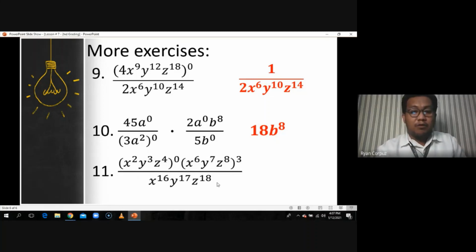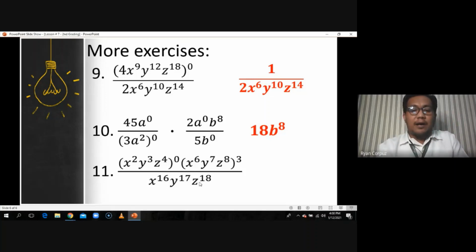Since meron ka pa on the denominator part, pero pare-pareho naman sila ng variable, we are going to apply here the quotient rule. If you are going to divide expressions with the same base, just simply copy the base, then subtract the exponents. So we have 18, 21, 24. When it comes to x, copy that base x, then 18 minus 16 will come up with 2. When it comes to y, copy the same base y, and 21 minus 17, you'll come up with 4.